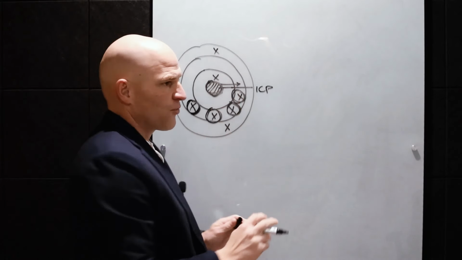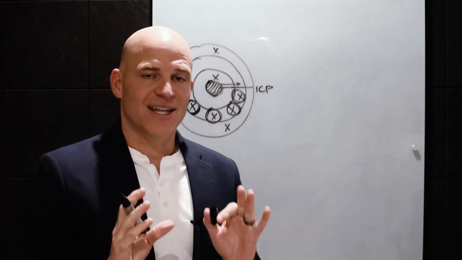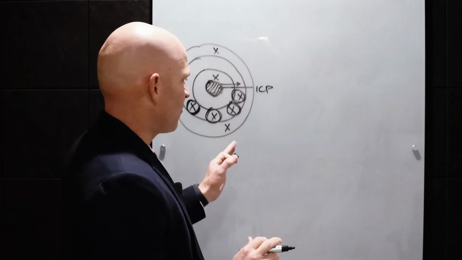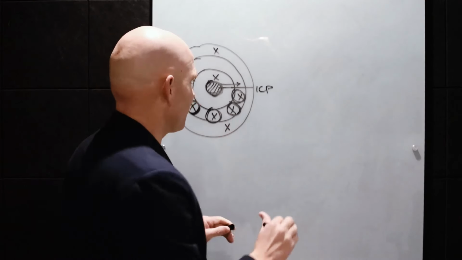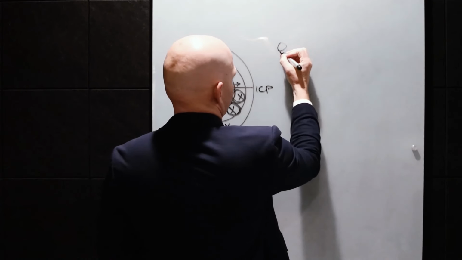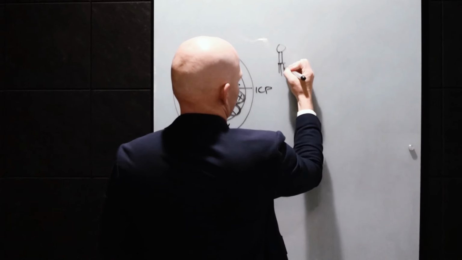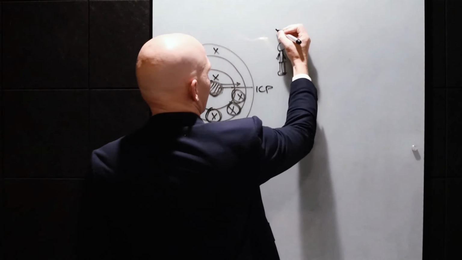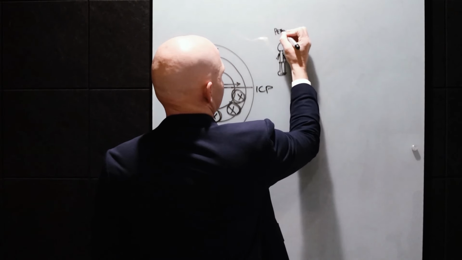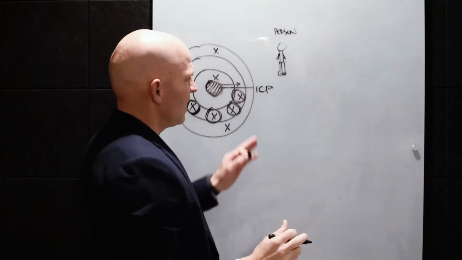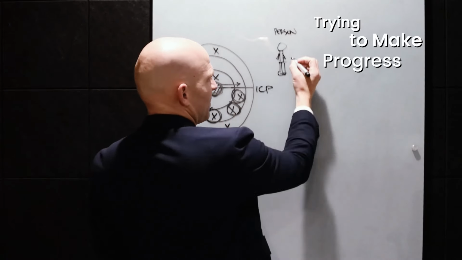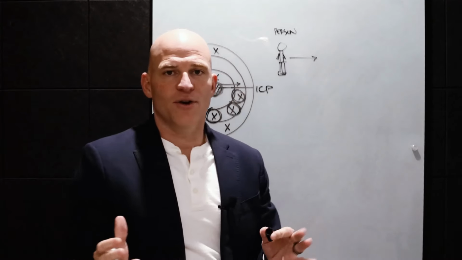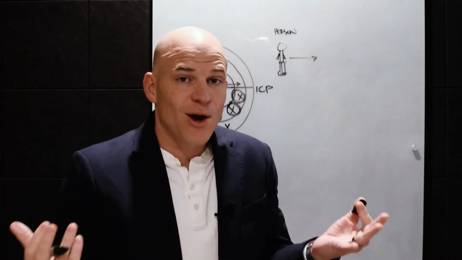All right, but let me walk you through the four things you need to clearly identify in your business in order to define a great ICP. All right, you ready for this? Now, every person out there, this is my person right here. Draw some arms on them. This is a person who is trying to make progress. They're trying to make progress towards some type of goal. And you may wonder, well, why are they trying to make progress? Why do we all make progress?